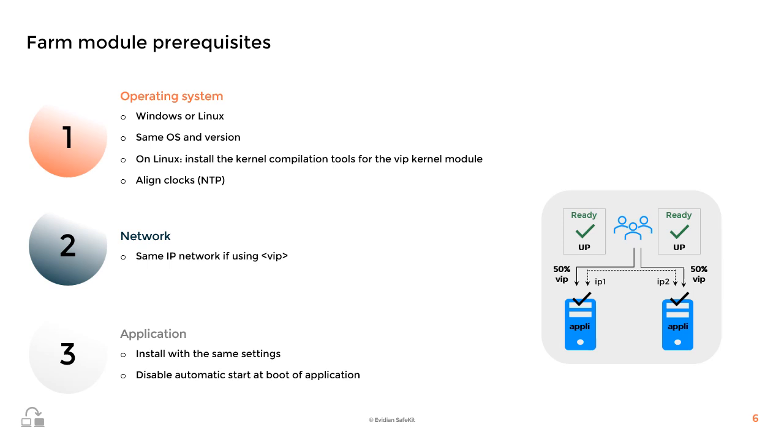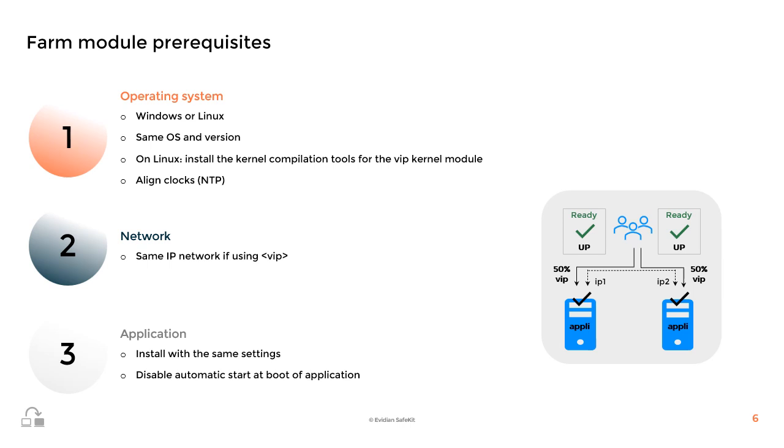In Step 2, for the network, all nodes should be on the same IP network if you're using a virtual IP. In Step 3, for the application, install it with the same settings on all nodes and disable the automatic start at boot of the application. The application start will be managed by the automatic start at boot of the module.